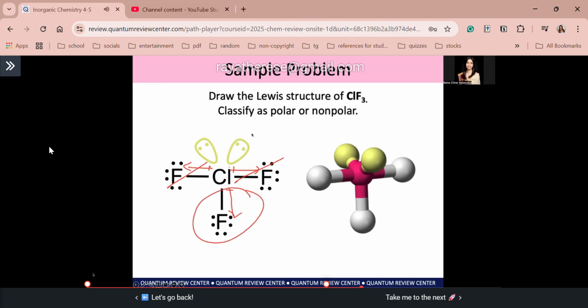Also, guys, meron tayong presence ng, ano naman guys, lone pairs that will contribute to the uneven charge distribution around the ClF3 molecule. Okay? So, the main reason, guys, bakit polar ang ClF3? First, dahil sa asymmetric shape niya. Kasi meron kang net dipole na napunta dito, right?